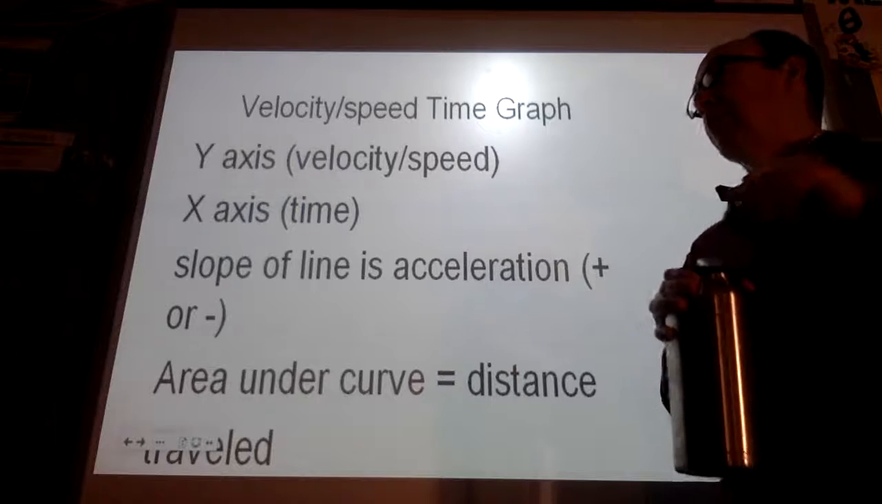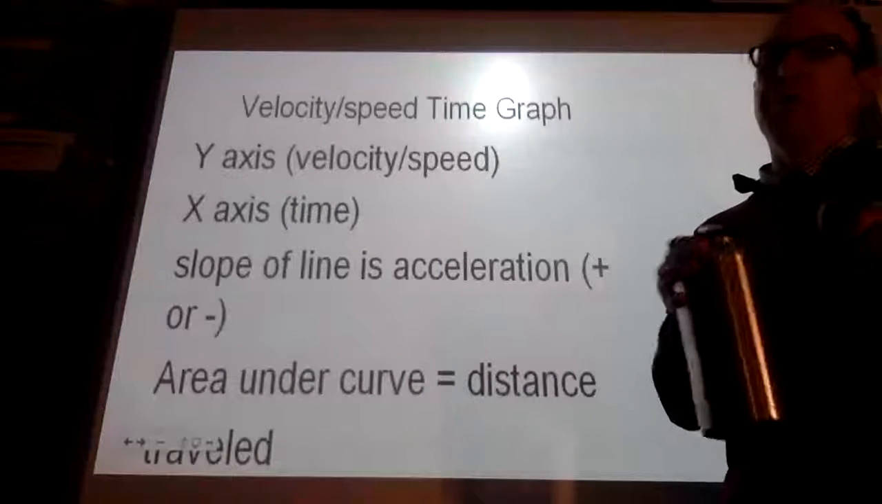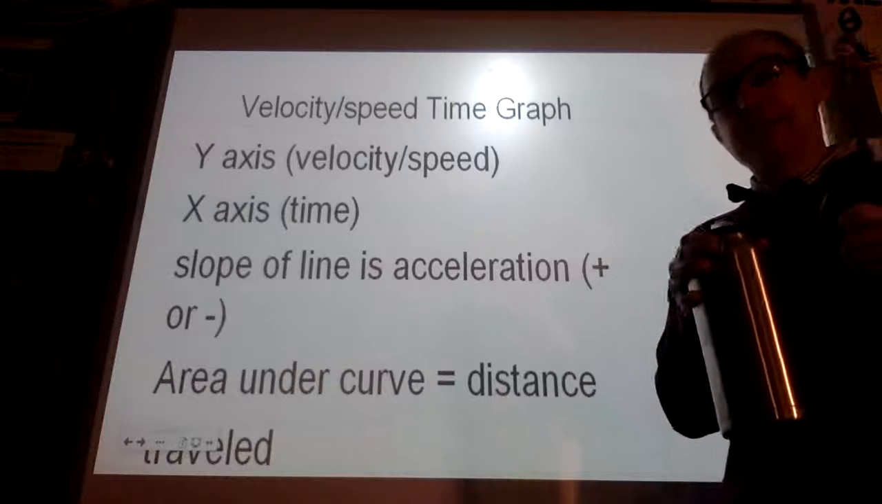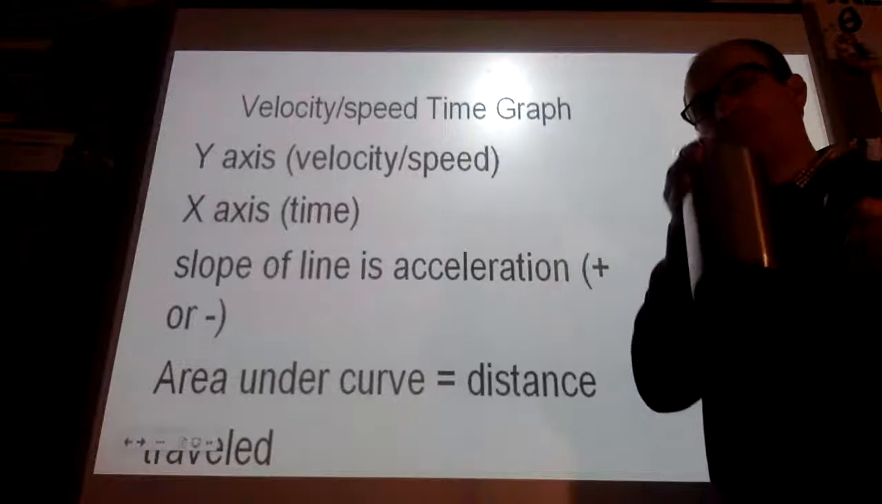Our distance and our displacement will agree. If some of the velocities are positive and negative, our distance and displacement will be different.